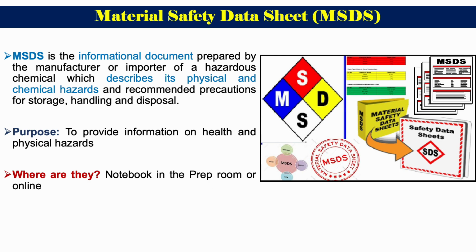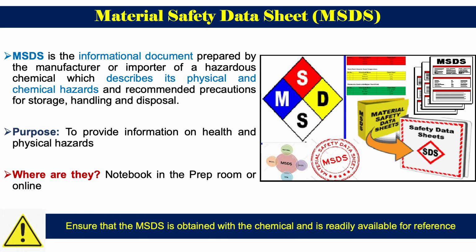And where should they be kept in a particular laboratory? These are actually kept in notebook, in prep room, or these are also available online. So always we have to ensure that MSDS is obtained with the chemical and is readily available for reference by the laboratory users.